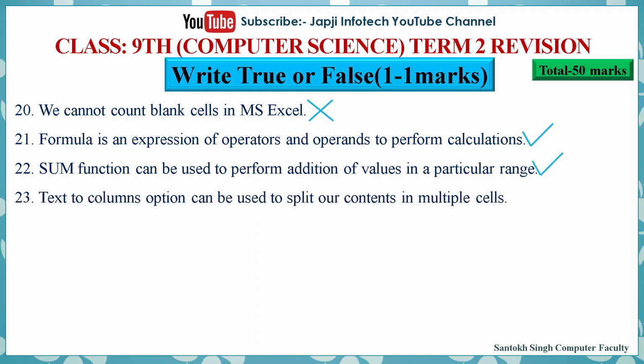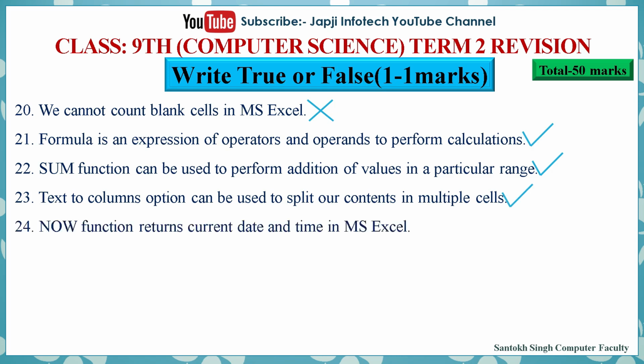22nd one is some function can be used to perform addition of values in a particular range. Right. And 23rd one is text to column option can be used to split over content in multiple cell. Right. 24th one is now function returns current date and time in MS Excel. Right. 25th one is workbook cannot be protected in MS Excel.